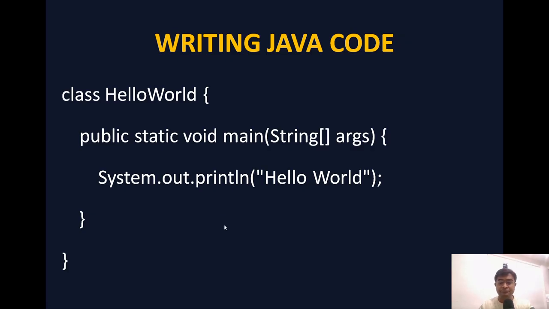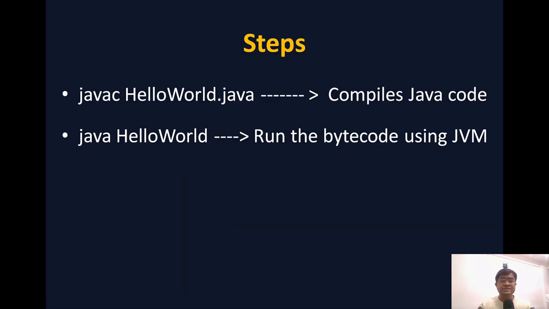Now there are two steps. First, the Java compiler is going to compile that Java file. Then the second step is to run the command java HelloWorld, which runs the bytecode file, and that will be used by the JVM. So let's demonstrate this example first.